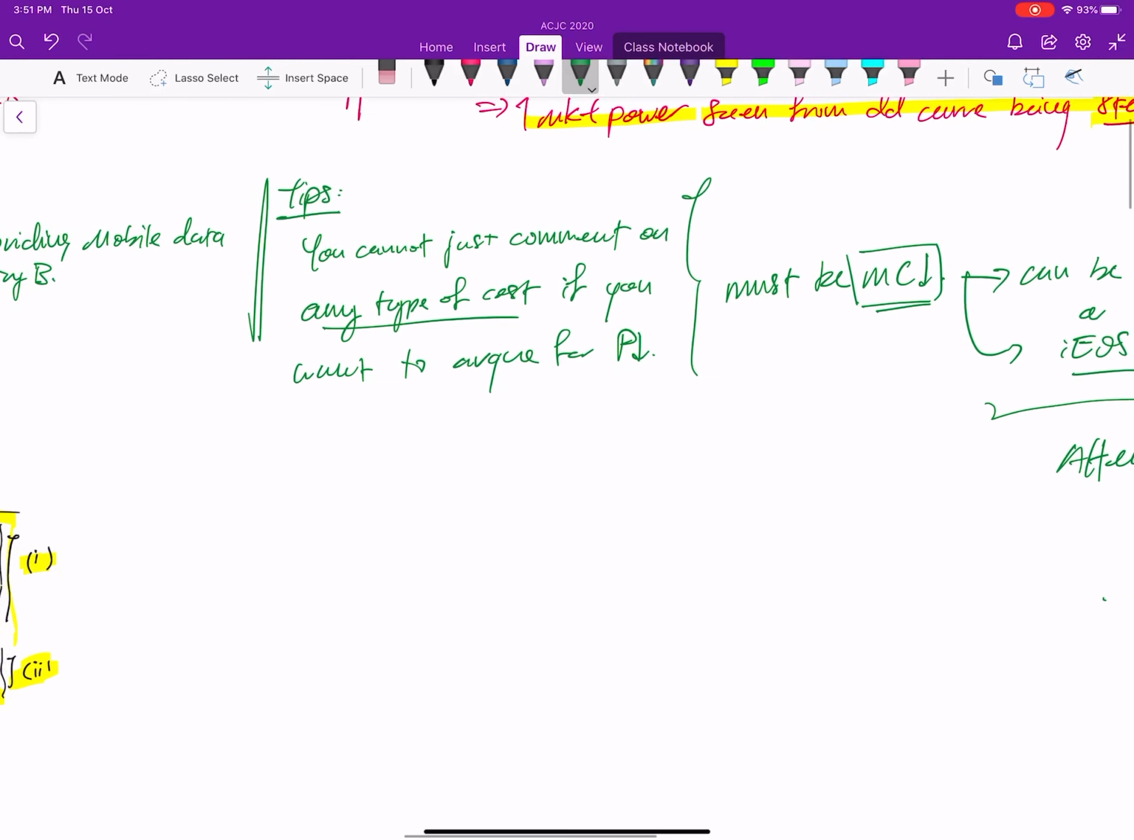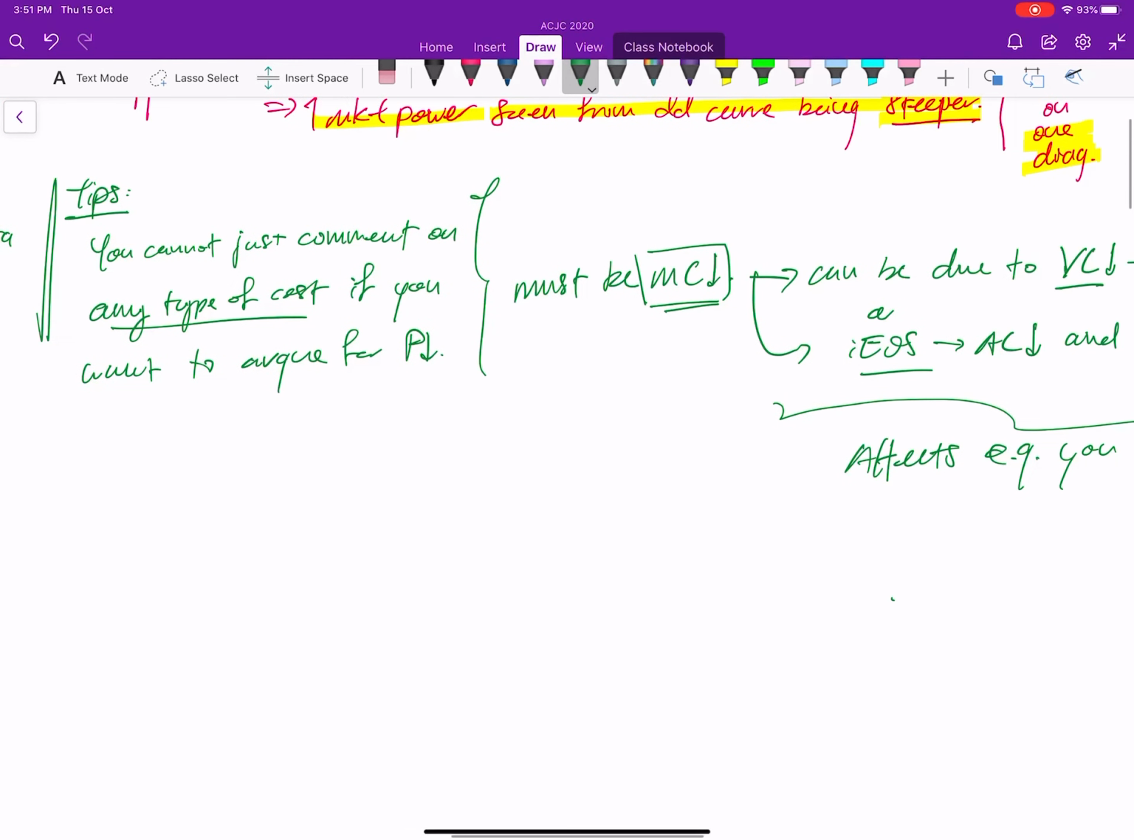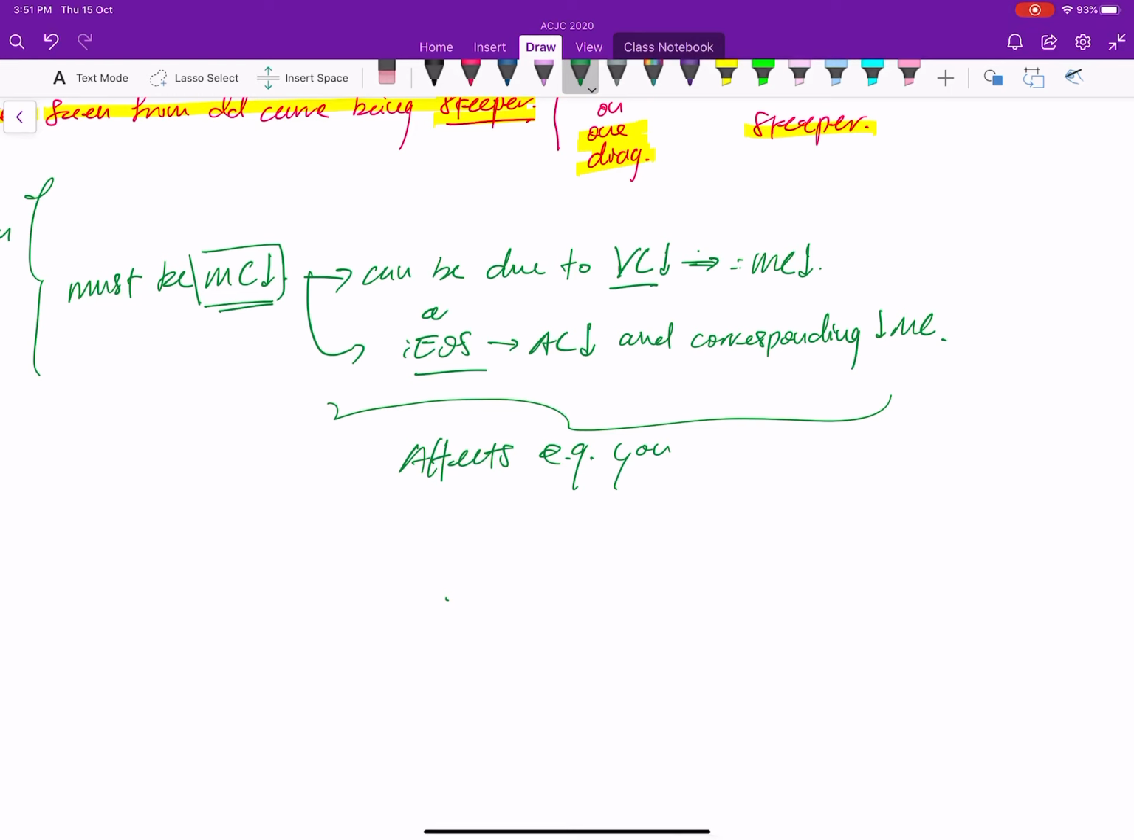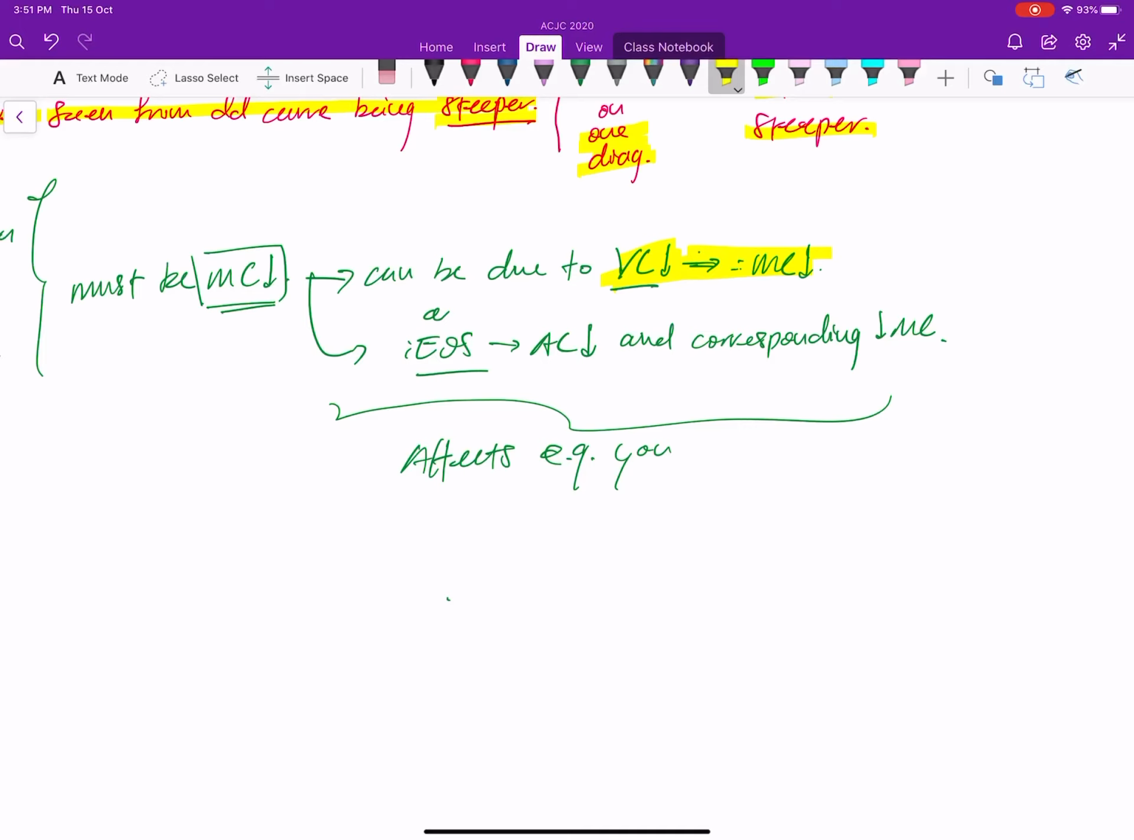And so this tip here is what I mentioned earlier. You cannot just comment on any type of cost, or worse still, just vaguely say costs in general, right? You cannot say that. You have to specify the type of costs. And you must make sure that it's MC that changes. Of course, here I write decrease, it may be an increase, it's fine. But how does MC change? MC may change because there is a change in the variable cost. That's possible. In fact, when variable costs change, MC will change.